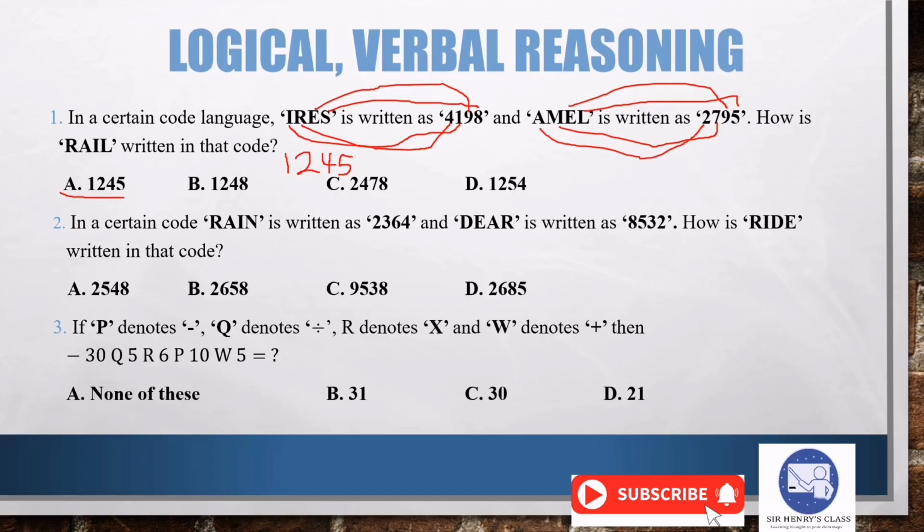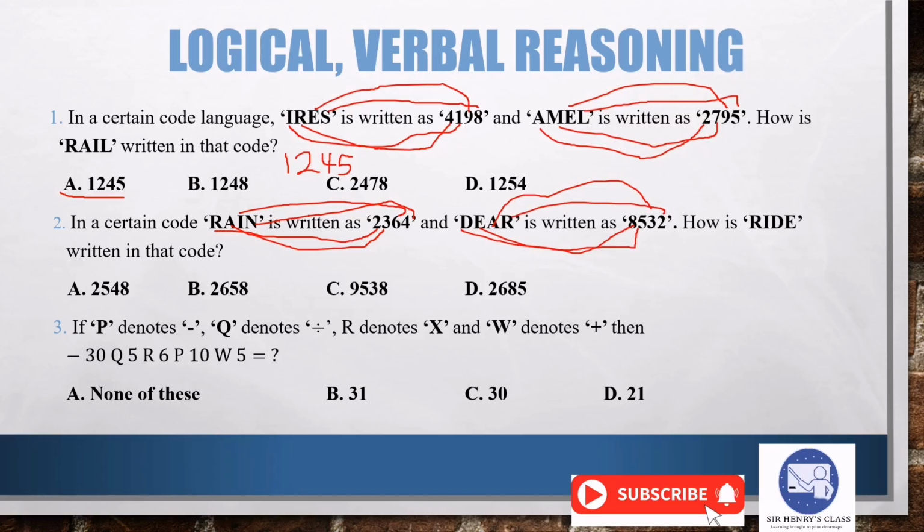Number 2. In a certain code, RAIN is written as 2364 and DEAR is written as 8532. So just like we did the first one, here R maps to 2, A maps to 3, I maps to 6, and N maps to 4. Similarly, D maps to 8, E maps to 5, A maps to 3, and R also maps to 2.